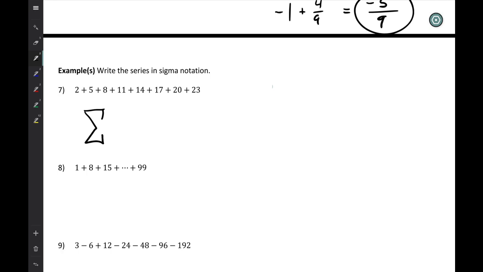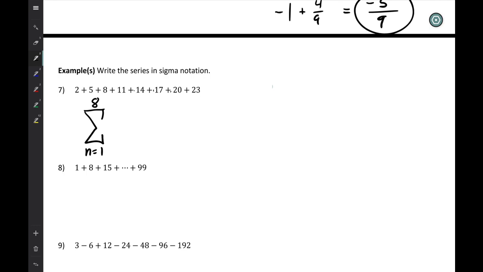Okay, so once I got my sigma, I want to look and see how many terms there are. 1, 2, 3, 4, 5, 6, 7, 8. 8 terms. So I'm going to start at 1, go up to 8. Now that I've done that, I want to look and see what the pattern is. Looks like I'm going to be adding 3 each time.